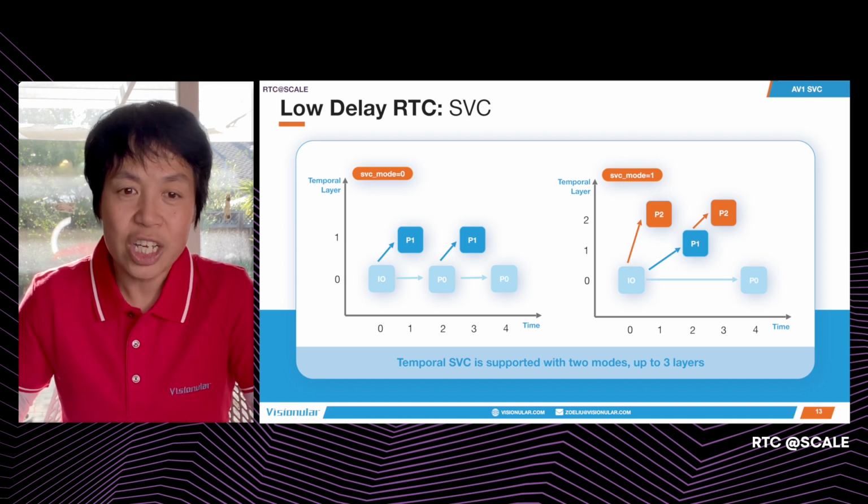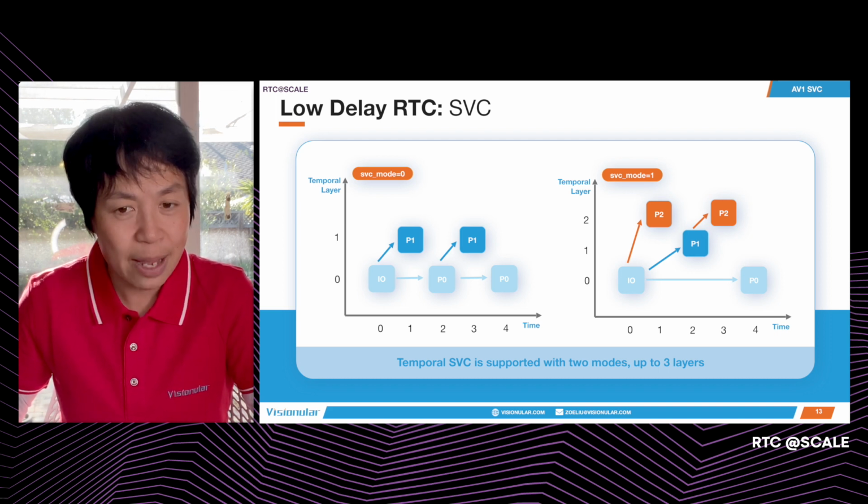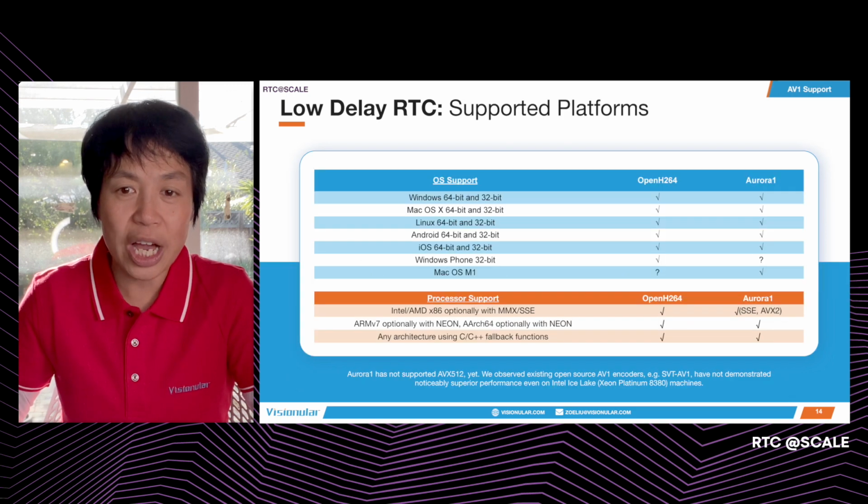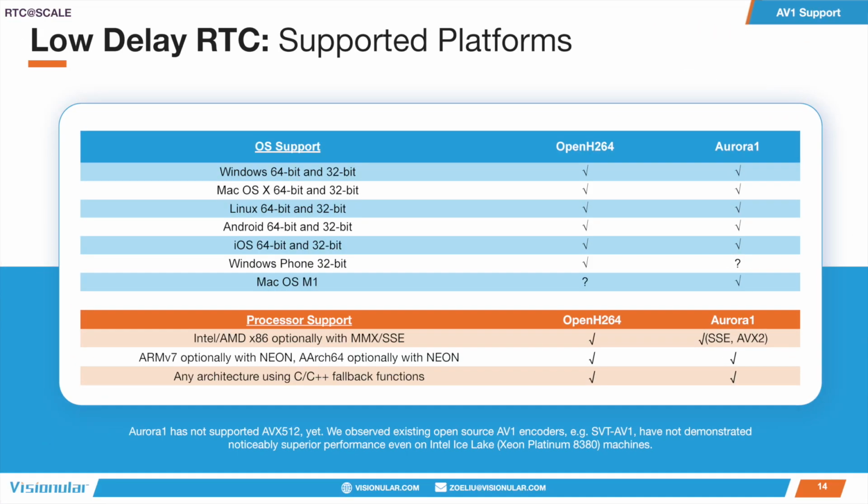So we provide 2-layer or 3-layer temporal scalability. And we also provide versions across different platforms for Aurora1. For PCs, we have versions ready for Windows, Linux, and macOS. For mobiles, it's mainly Android and iOS. And we support not only an x86-architecture optimized version, but also an ARM version for supporting the mobile platforms, together with macOS using the M1 underlying CPUs.